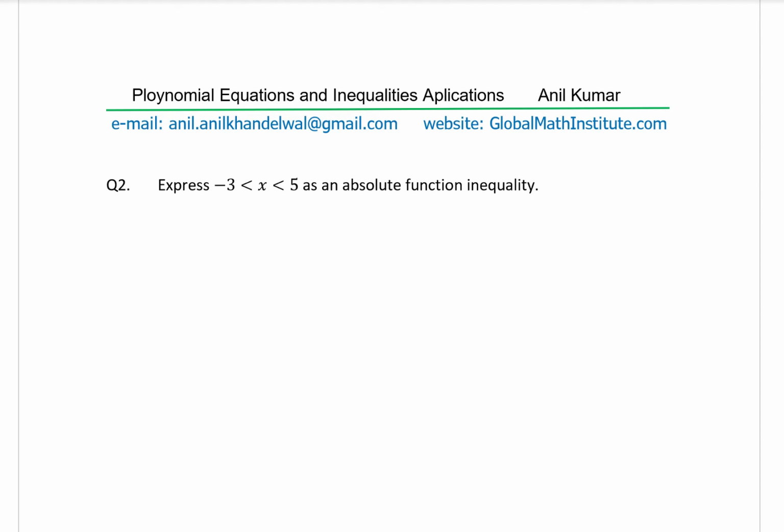Question number 2. Express minus 3 less than x less than 5 as an absolute function inequality. So we have to write the inequality as an absolute function inequality. How are you going to do it? So let's have a bigger picture of this. So on a number line, let's see what we have. Minus 3, let's say this is minus 3 for us, not included, so I'll make a circle. And let's say this is 5 for us. Somewhere in between here, we could have a 0.